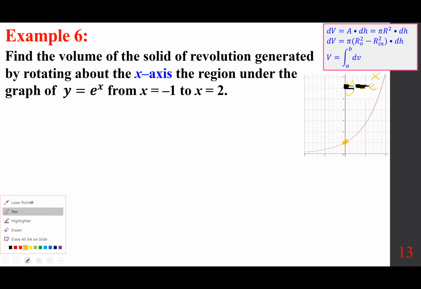This is 0, 1. And we are going to go from -1 to +2. So that means this region, if we were to shade this region, is the region that is going to be rotated about the x-axis. So this is the region.